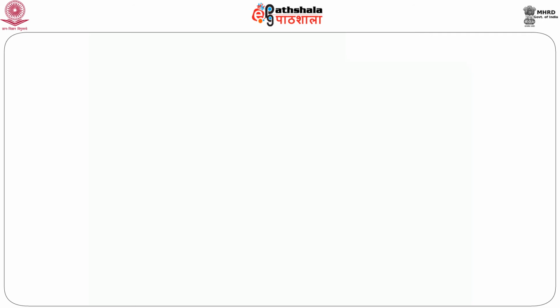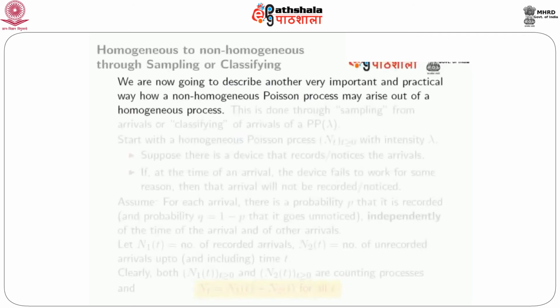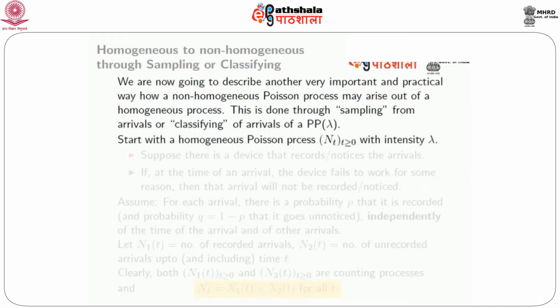Okay, now we are going to describe another very important and practically very important way in which a non-homogeneous Poisson process may arise out of a homogeneous process. This is a very important and useful idea. This is called sampling or classifying of PP lambda. Start with a homogeneous Poisson process N t with intensity lambda. Suppose there is a device that records and notices the arrivals. If at the time of an arrival the device fails to work for some reason, then that arrival will not be recorded or noticed.